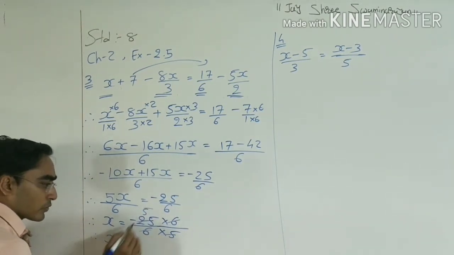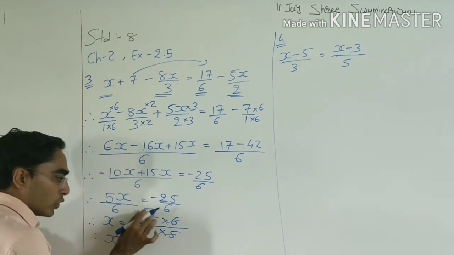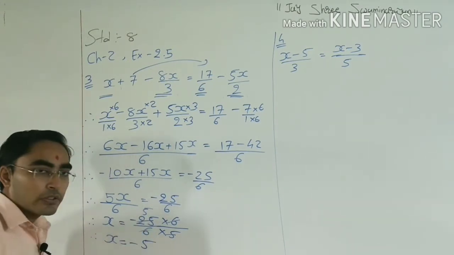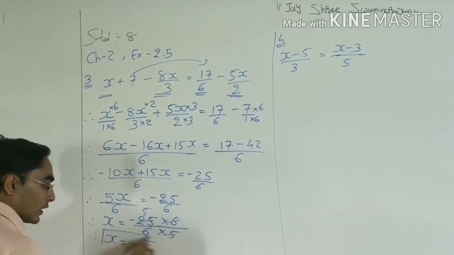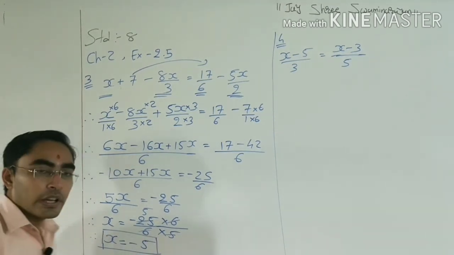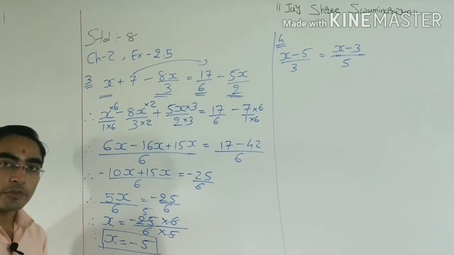So x is equal to, the negative sign is there and only 5 is remaining. So x is equal to minus 5. Okay, this is our answer. x is equal to minus 5.